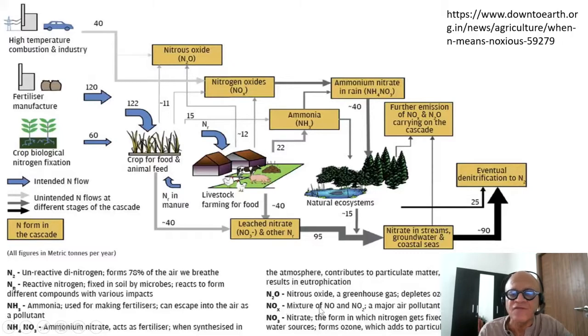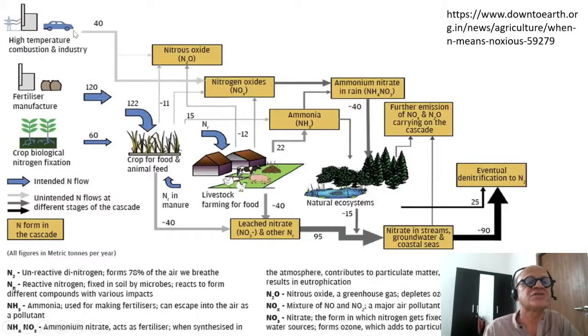Nitrous oxide, a greenhouse gas, depletes the ozone layer. NOx, a measure of NO and NO2, is a major air pollutant. NO3 minus, nitrate, is the form in which nitrogen gets fixed in soil; it can pollute water sources and forms ozone, which adds to particulate matter load.